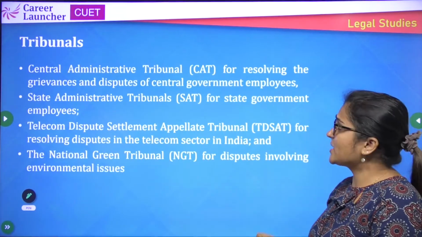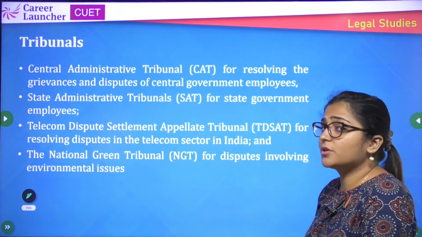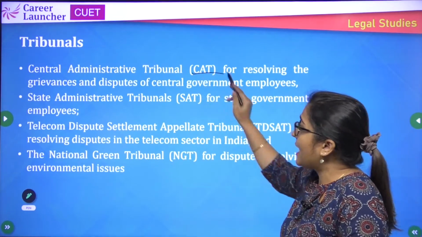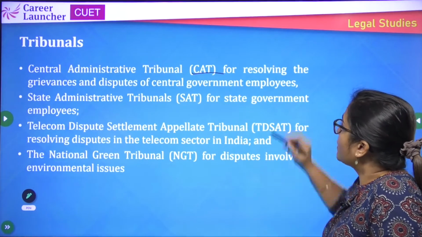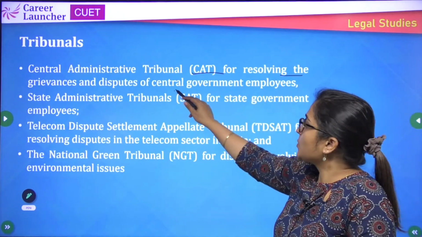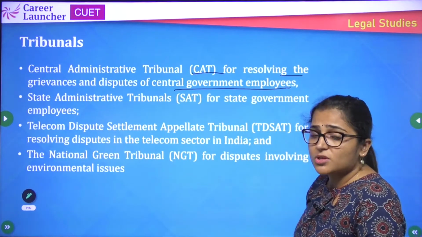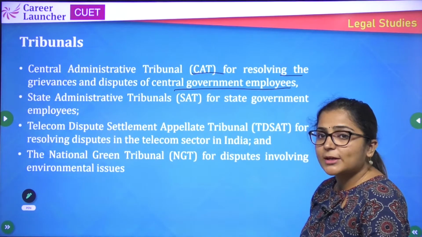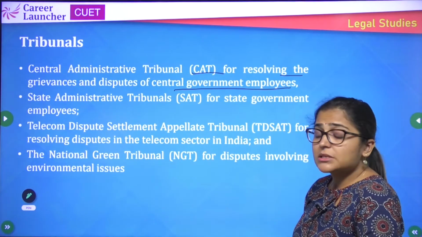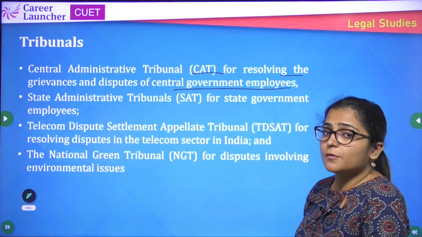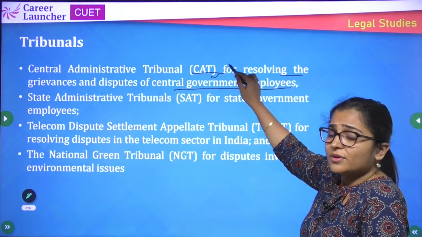Then it is also explaining the examples of the tribunals which we are having. For example, we have CAT, Central Administrative Tribunal, for resolving the grievances and disputes of central government employees. Suppose there is some dispute with respect to appointment of employees, or removal of employees. There you can move to CAT.